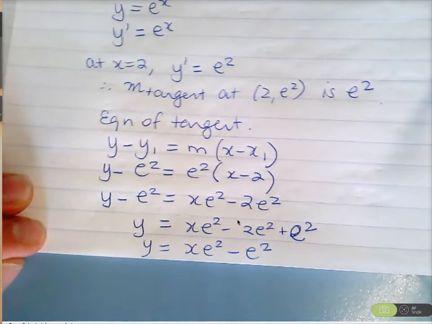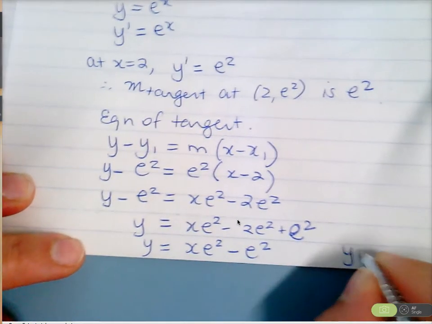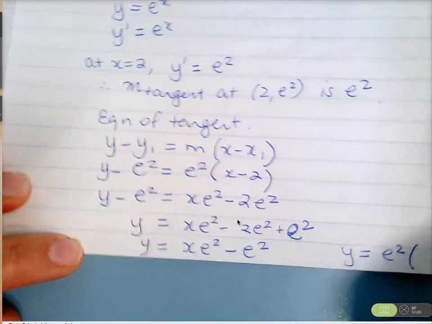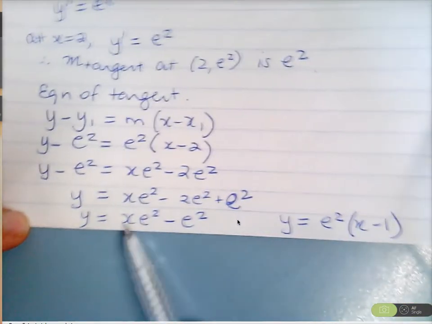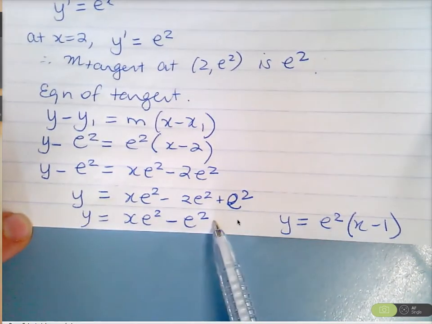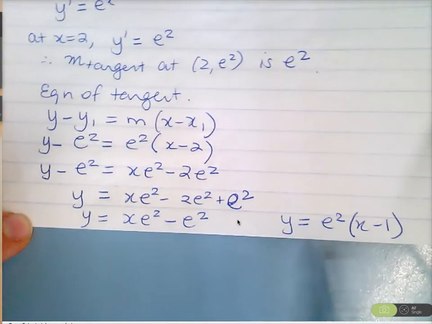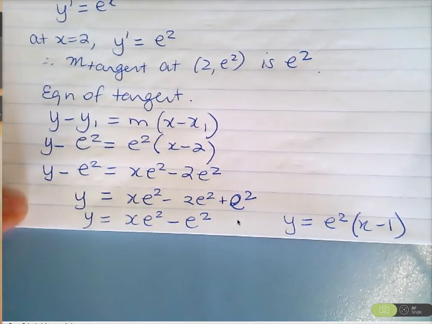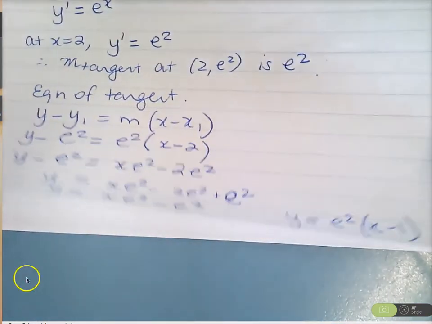Look, you don't have to pull out e squared as a common factor. You could write it as e squared (x minus 1), if you had to. But that's fine. See, this is in y equals mx plus b form, no problem. Okay? You don't have to do that. Alright? Are we all good? Alright. So girls, you'll notice that I paused accidentally.